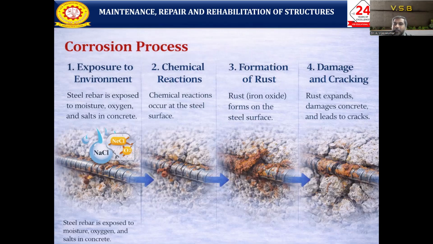The rust will expand, creating tensile cracks inside the concrete surface. So it will definitely damage the concrete and lead to cracks. Then what will happen again? It will expand and swelling will happen in the reinforcement. It will create more tension cracks, and after that the cracks will widen. The concrete will disintegrate. We can see how the corrosion progresses in the structure.